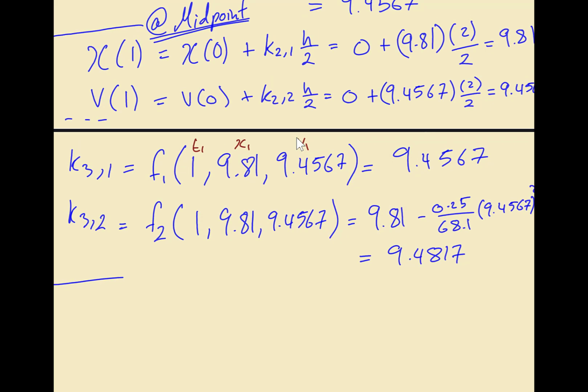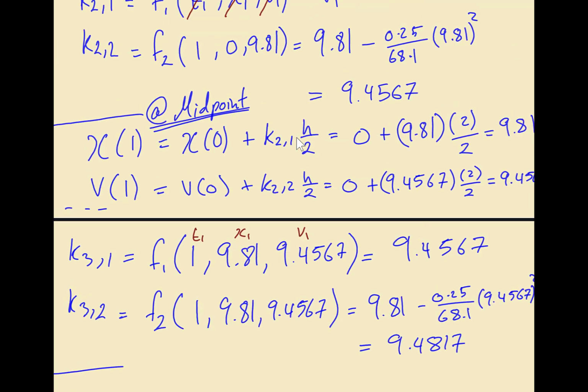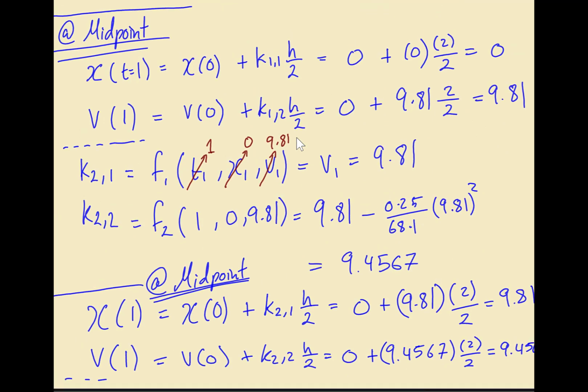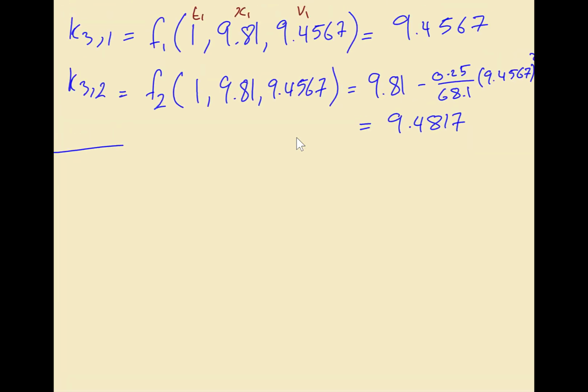We're going to use K3, okay, but it's in the endpoint, right? So these were the midpoints. So now we want to find what is x and what is v at the endpoints, right? So at the endpoint, which is going to be at 2 seconds. Why? Because h is 2 seconds, right? So that's the step size.